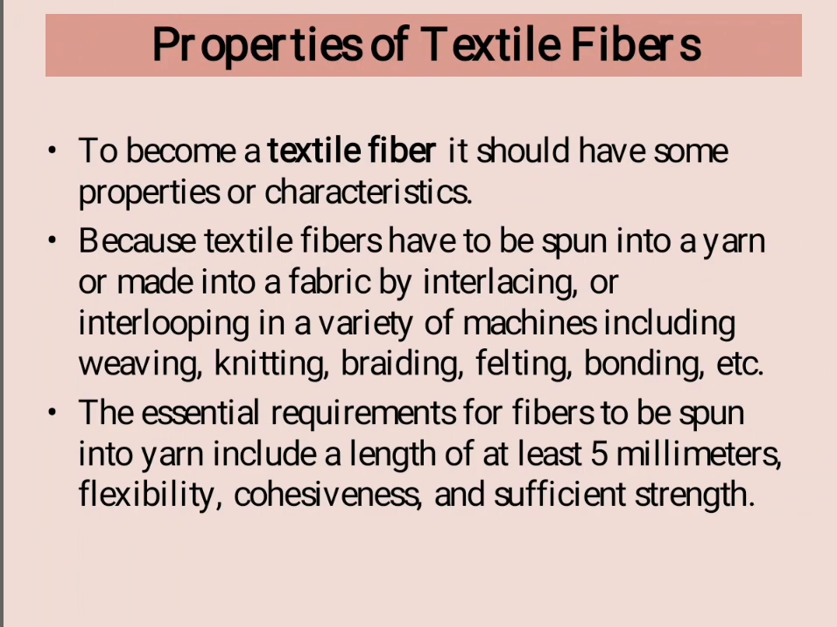Properties of textile fiber. To become a textile fiber, it needs some properties or characteristics. The textile fiber is to be spun into yarn to make a fabric by interlacing, interlooping, weaving, knitting, braiding, felting, bonding, etc. The essential requirements of a fiber to be spun into yarn include a length of at least 5 mm, flexibility, cohesiveness and sufficient length.